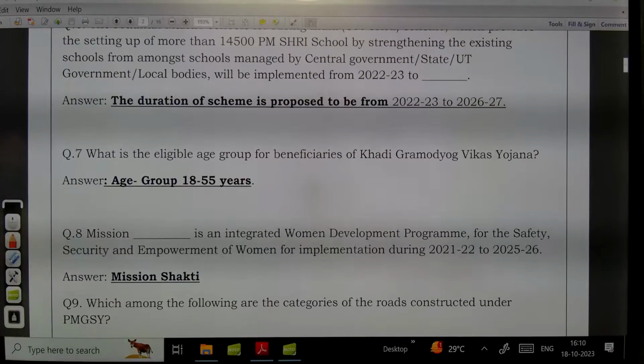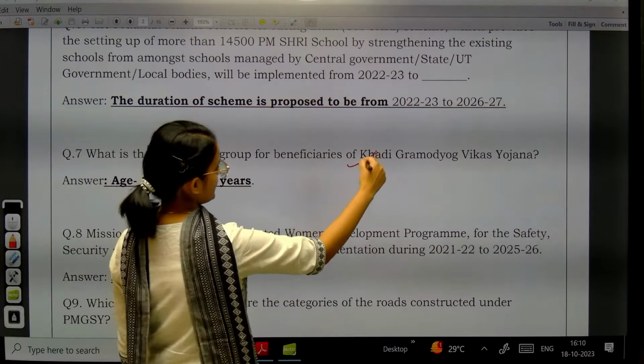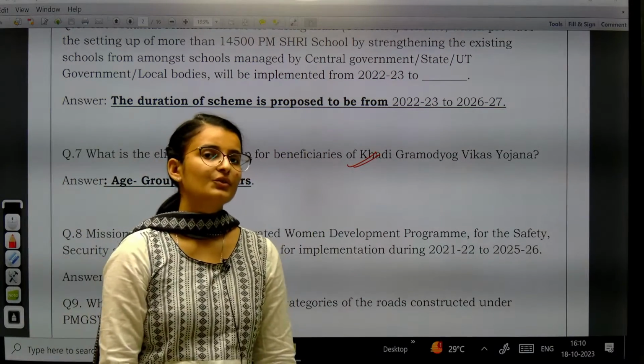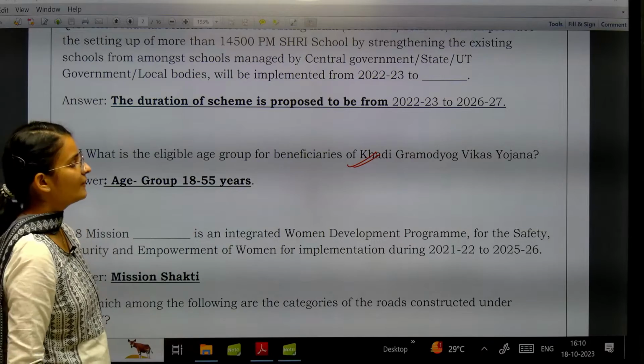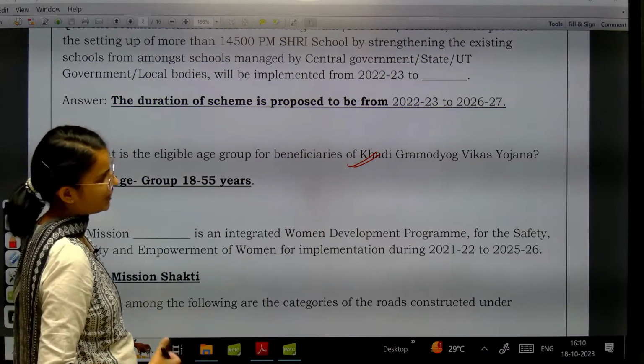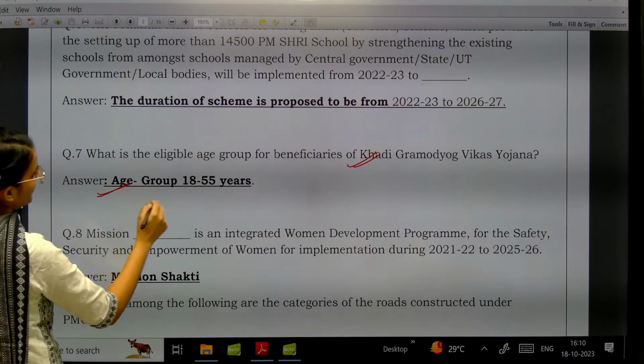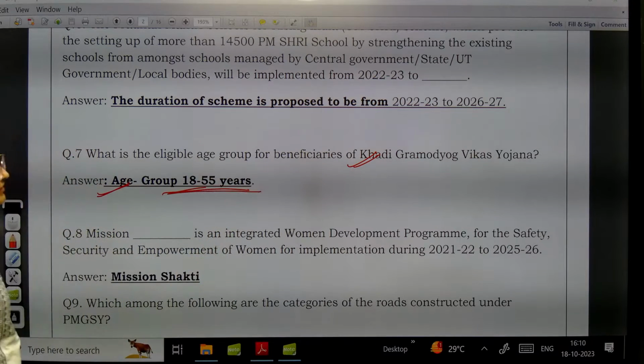Next question. What is the eligible age group for beneficiaries of Khadi Gram Udyog Vikas Yojana? This Yojana was in PIB. What is the purpose? To provide wage livelihoods to the village industries and generate employment in the villages. And the age group who will be benefited is from 18 to 55 years.